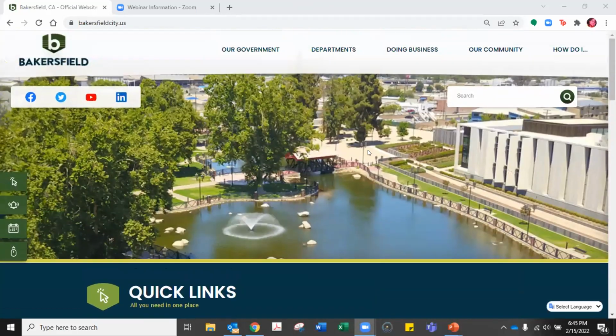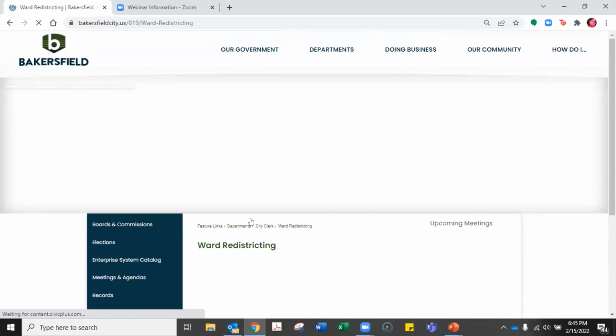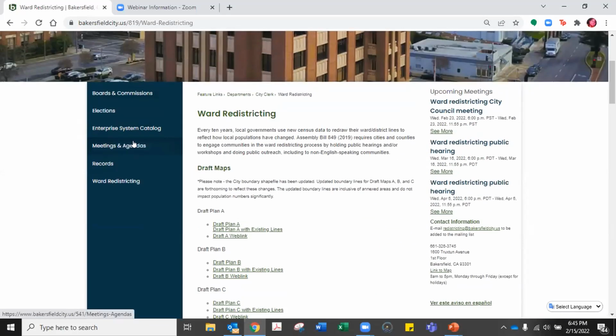This is the city's main website, bakersfieldcity.us. If you scroll over departments under city clerk, you will see ward redistricting. So that is where the city's information is.